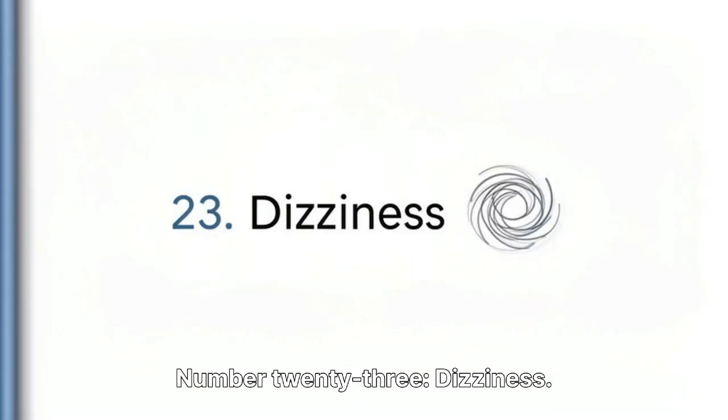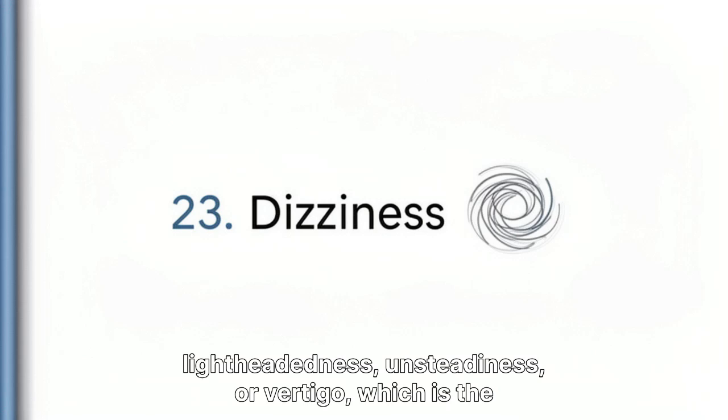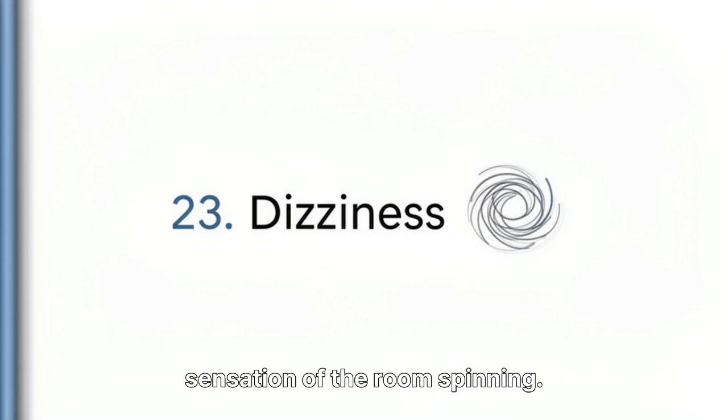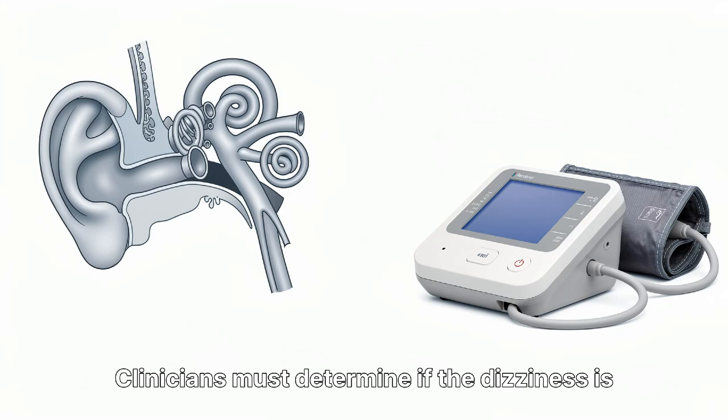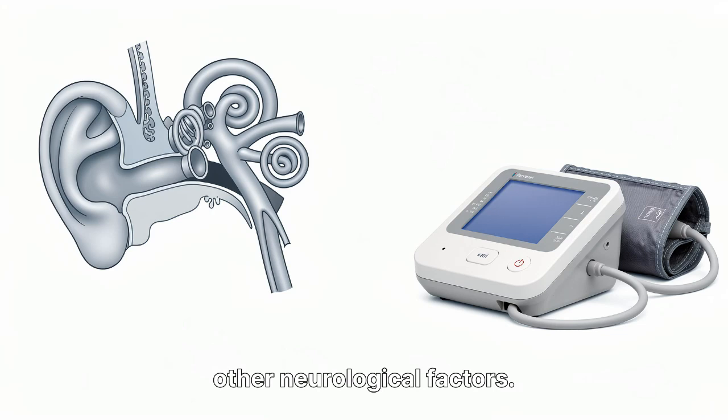Number 23, dizziness. This is a broad and subjective term used by patients to describe sensations like lightheadedness, unsteadiness, or vertigo, which is the sensation of the room spinning. Clinicians must determine if the dizziness is related to balance, blood pressure changes, or other neurological factors.